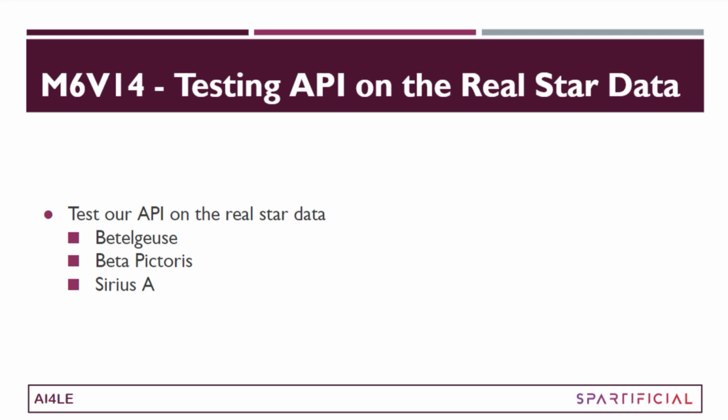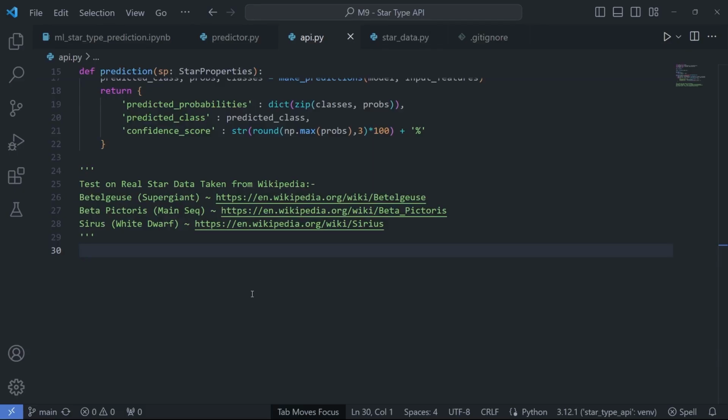So let's get started. A quick note for everyone is that I have already pushed these changes from our previous video to our GitHub repository. So make sure that you're also doing the same before continuing this video. And now it's time to test our API that we have created on the real star data that has been taken from Wikipedia and see if it's able to predict these classes correctly or not.